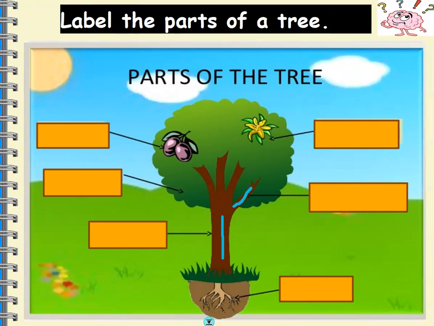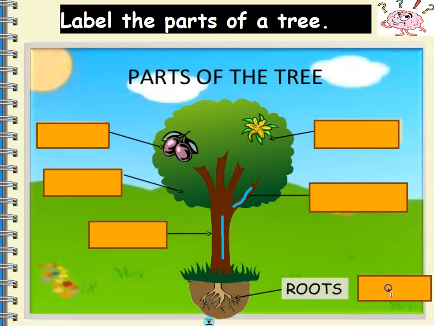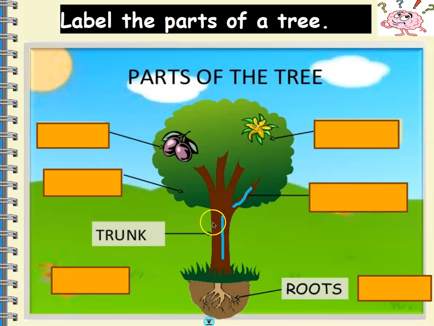Okay, let's try to label the parts of a tree. What part of a tree is this? Excellent, roots. What about this? It is the strongest part of a tree. It is called as trunk. This is trunk. And these are branches.